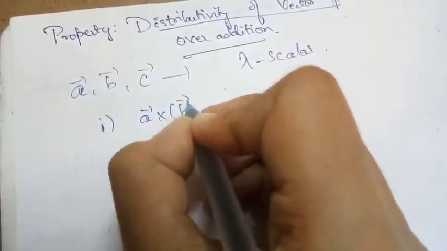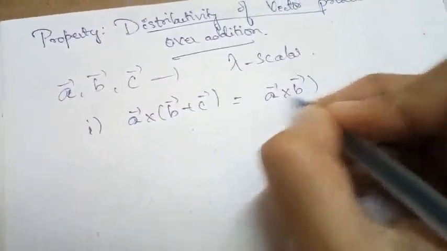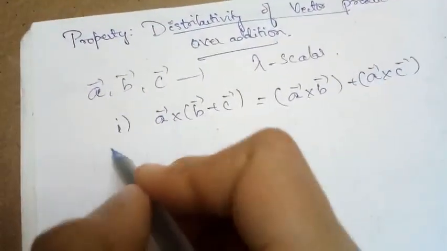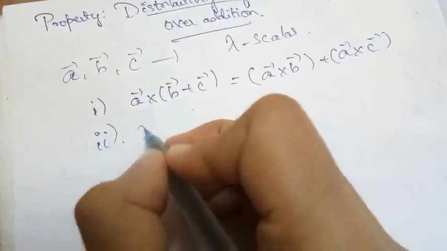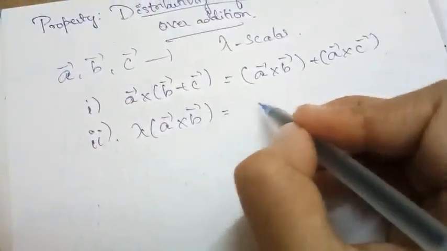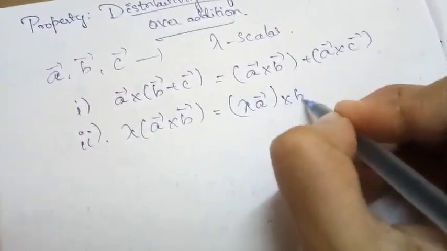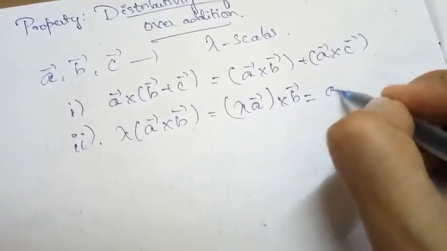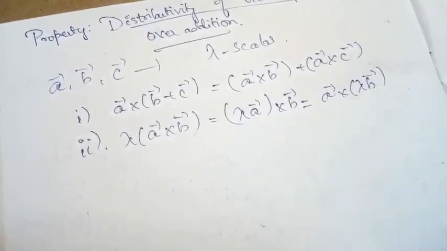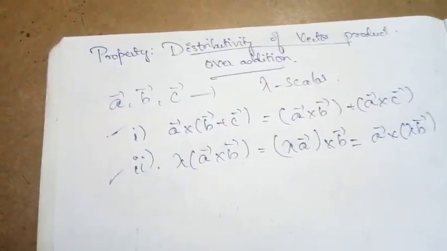Vector A cross (vector B plus vector C) is equal to vector A cross vector B plus vector A cross vector C. This is the property. Or else, if we multiply a scalar to the cross product, lambda times (vector A cross vector B), this is equal to first multiplying the scalar to one vector and then taking the cross product, or it is also equal to multiplying that scalar to the other vector and then taking the cross product. So these are the distributive properties of the vector product over addition.